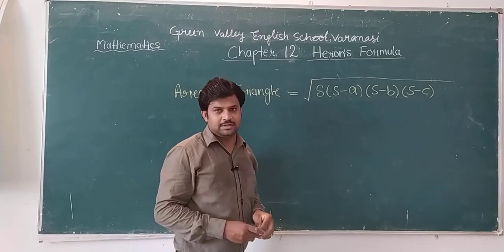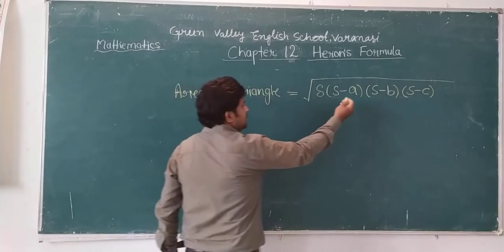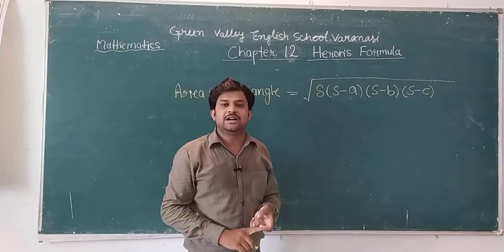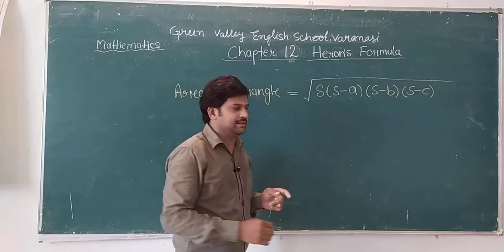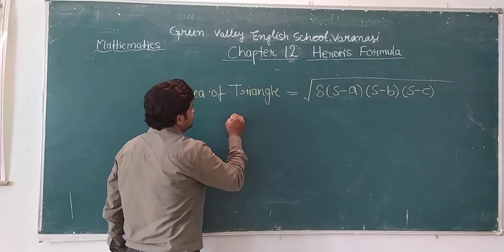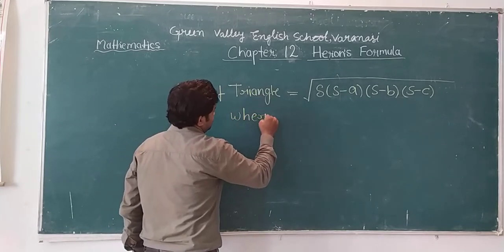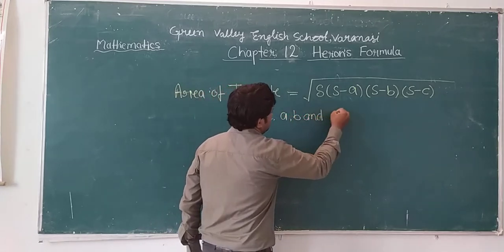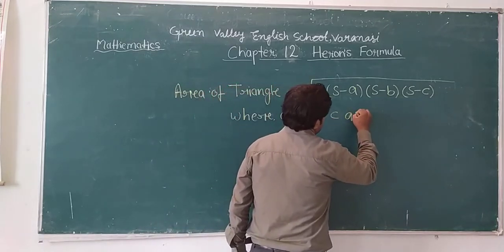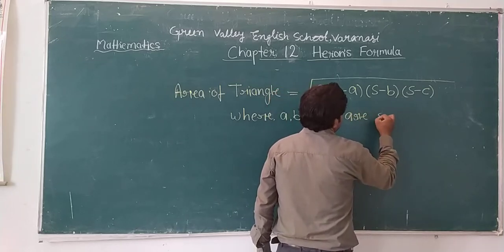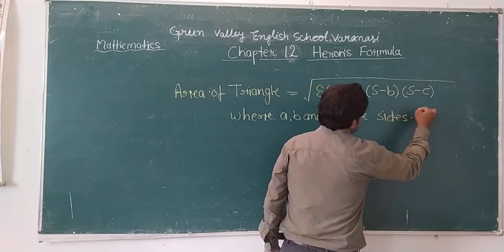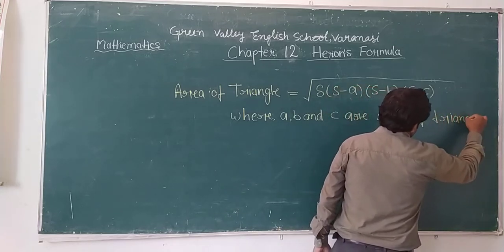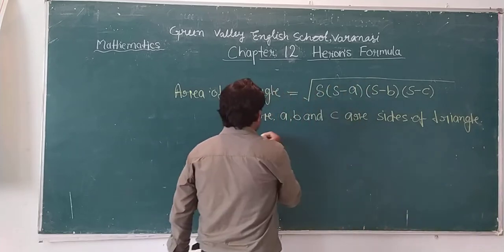What is s? And what are a, b and c? a, b and c are the lengths of the sides of the triangle. Where a, b and c are sides of the triangle. And what is s?